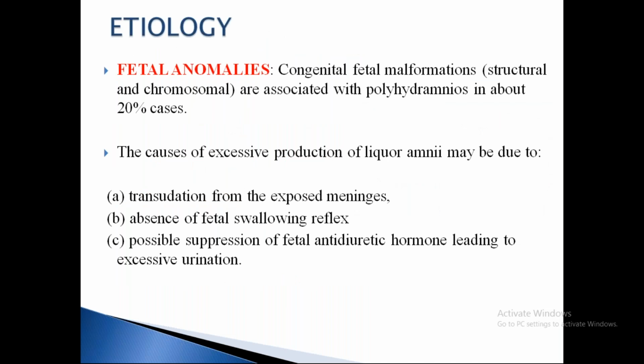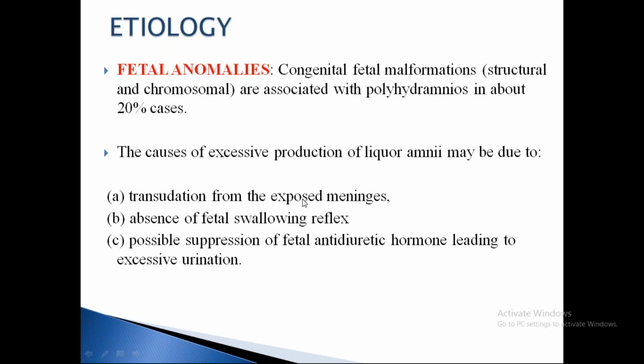See what will happen? Congenital fetal malformations are associated with polyhydramnios in 20% of cases. Examples are anencephaly. Why will there be excess production of liquor amnii in anencephaly? Because of exposed meninges. There is no vault, there is no cranium, so the meninges will be exposed here. There will be transudation from the exposed meninges. There will be absence of fetal swallowing reflex in this anencephaly baby.